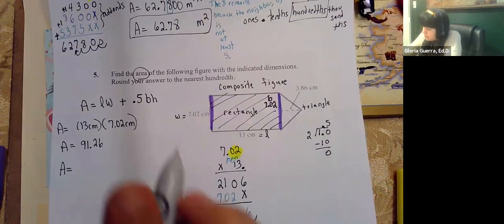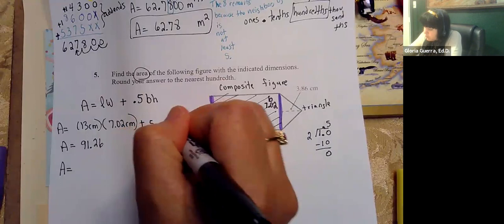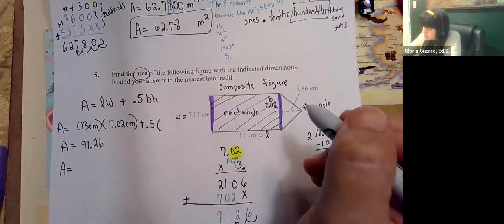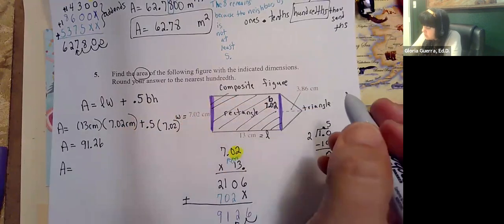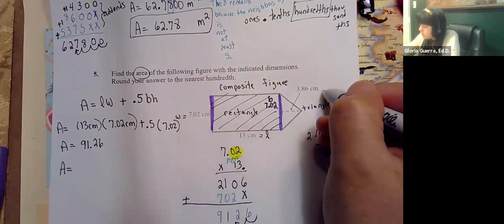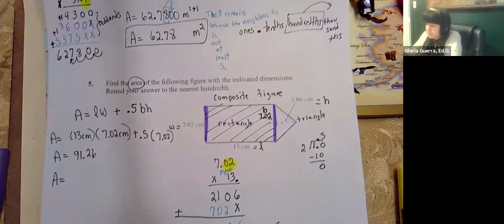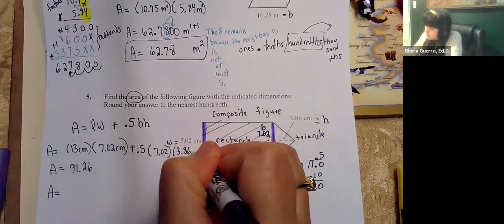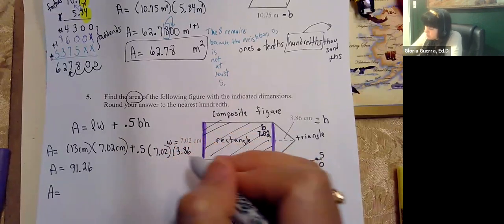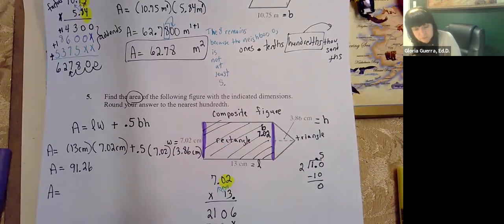So I've got plus, I'm going to do my substitutions, 0.5 times the base, which is 7.02, times the height. And I'm going to put right here, H for height, which is 3.86. And that measurement is centimeters. So this is all the same units. They're all centimeters. So you don't have to do any kind of conversions. They're all the same units.